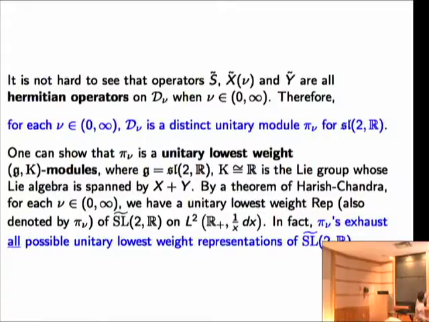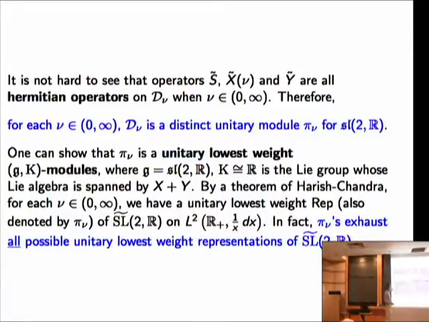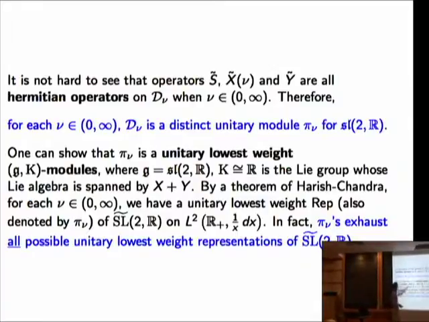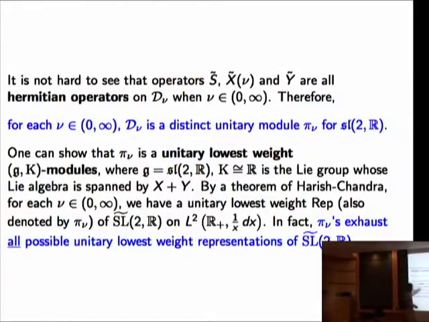Okay. So I say it's not hard to see that this operator is a Hermitian operator on this d nu, when nu is in 0 to infinity. Therefore, for each nu, we have a distinct unitary module on SL2R. One can show that this is really the lowest weight module, a GK module. And K is really the Lie group whose Lie algebra is spanned by this XE plus YE.